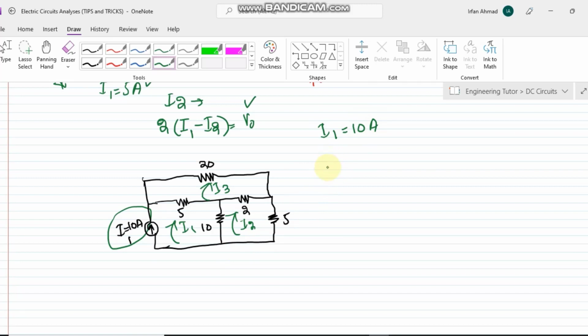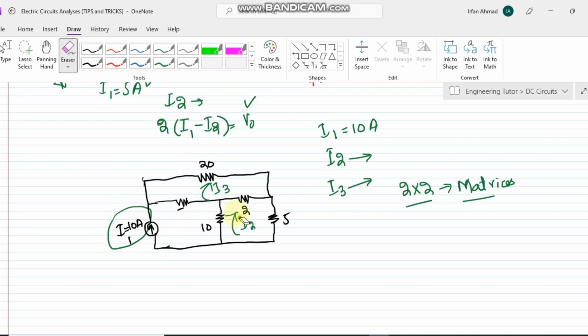After finding it out, we will have to find the equations for I2 and I3. If we convert those equations into matrices, we will have 2 by 2 matrices, and solving matrices of 2 by 2 dimensions will be easier for us. So that is the case when we use the mesh current method, because a branch current has already been given.